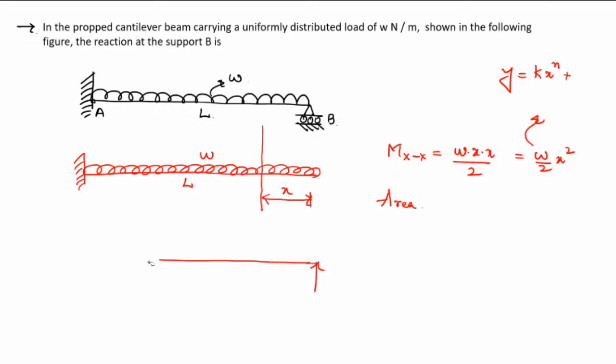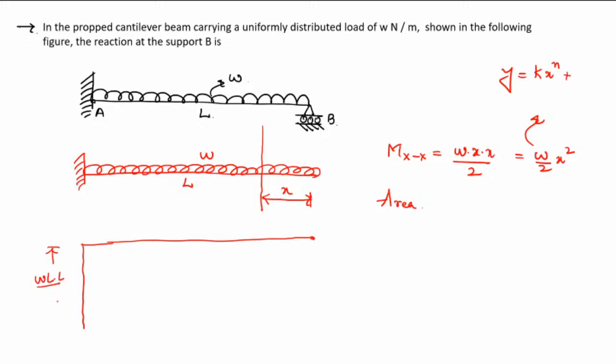Let me do one thing. Let me just draw the BM diagram for this. The bending moment at the free end will be 0, and at the fixed end, this bending moment will be W into L by 2, which is WL square by 2. This will be definitely a second degree curve or X power 2 behavior. This will be length L.